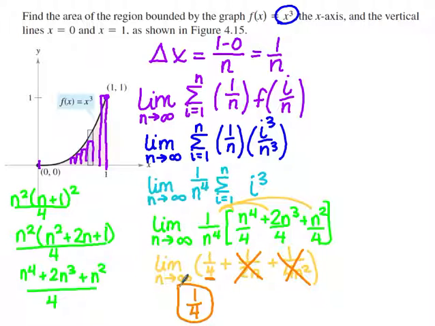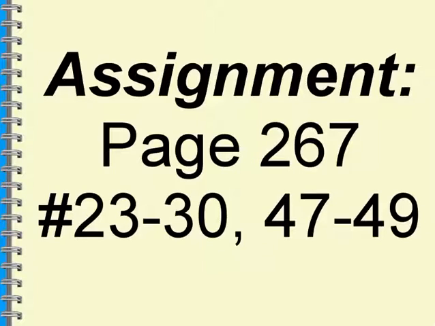And so that is the area under the curve, okay? So you've got 3 problems like that. Your 23 through 30 are just looking at your rectangles, how do you do it? And then your 47 through 49 is like the very last problem we did.